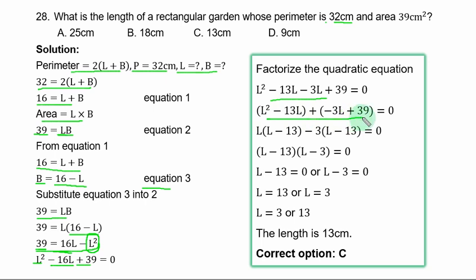2 terms to a group. You factorize, you have this result. If you take out the common term again, you have this result. You equate each term to 0, you have this, and the length is equal to 3 or 13. And you are asked to find the length. From the various options, we have 13 as the length. That is option C.